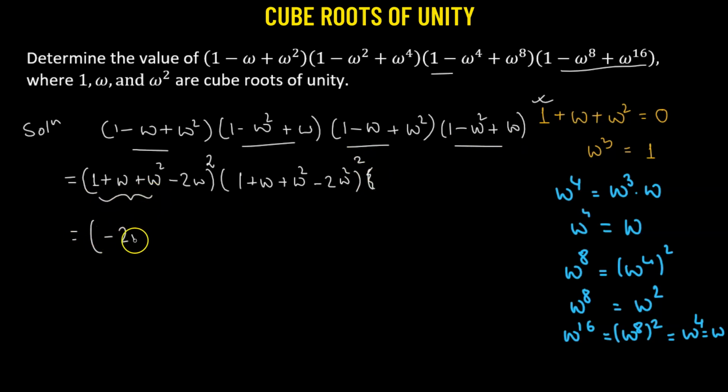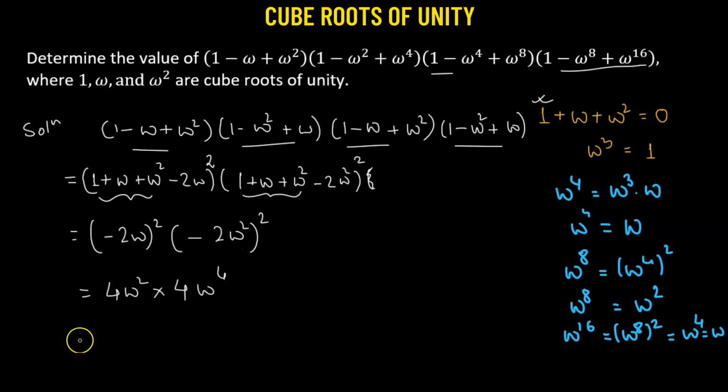So we have negative 2 omega whole squared, multiplied to, similarly, this will also go to 0, we have negative 2 omega squared whole raised to the power of 2. So negative 2 omega whole squared will become 4 omega squared, multiplied to negative 2 omega squared whole squared. That becomes 4 times omega raised to the power of 4. 4 times 4 is equal to 16. We have 16 multiplied to omega raised to the power of 6. Here omega squared multiplied to omega raised to the power of 4.